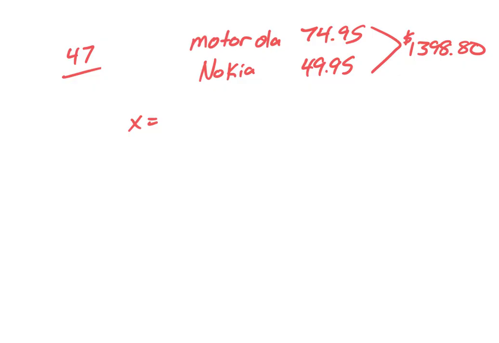He ordered twice as many Nokias as Motorola's. Okay? So what would be the best way or the best thing to put for X? What do you guys think? Should X equal Motorola or should X equal Nokia? Okay? So if I said X equals Nokia, then what would be an expression for Motorola?